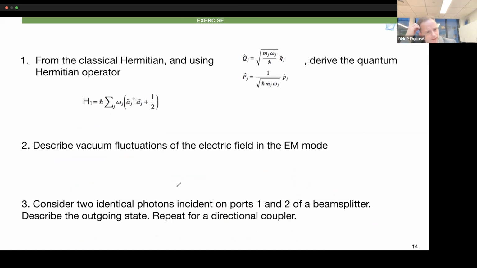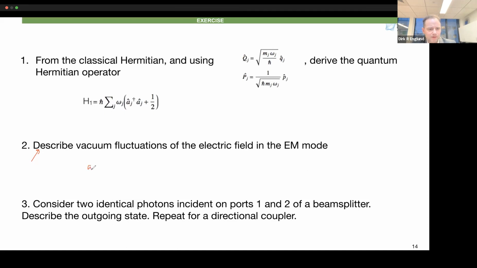All right, and so that would be the second exercise here, and the third one would be: consider 2 identical photons incident on ports 1 and 2 of a beam splitter, and describe the outgoing state. So let's see if we can do that one. I don't see an easy way to do this interactively at this point. So how do we do this?